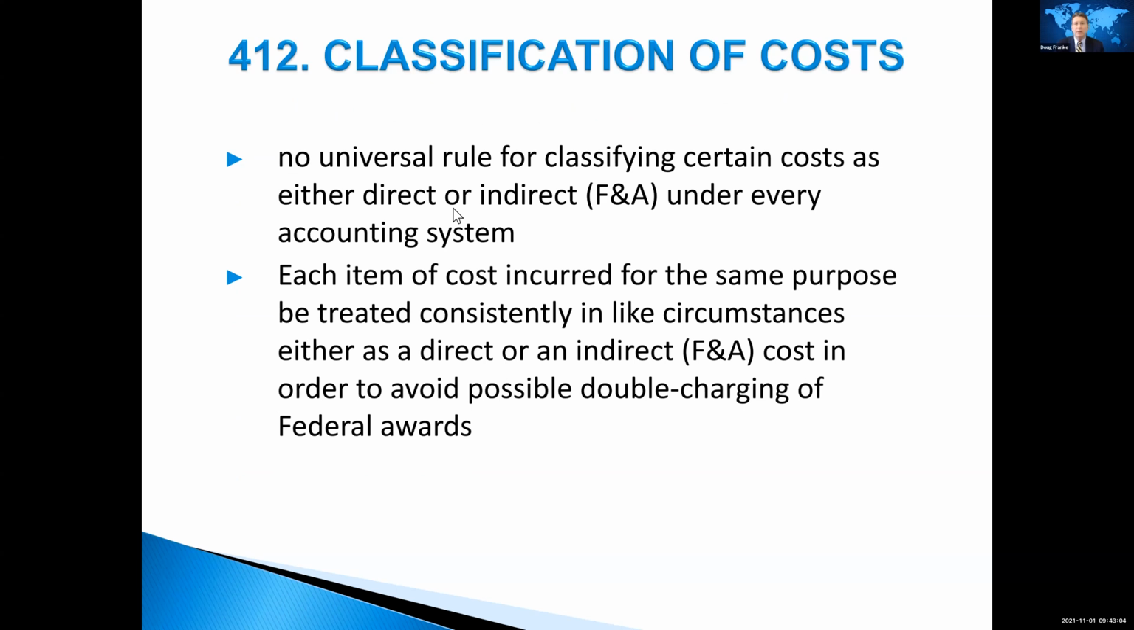Okay, so 12, 13, and 14 have to do with classifying costs. The most important thing from 412 is the very first sentence, which says there's no universal rule for classifying costs as either direct or indirect. And F&A means facilities and admin. So you can have very different ways of accounting, but as an auditor, I'm looking for consistency. That each year you're not moving it around because you've got a new award or you lost an award and you're trying to jimmy the system, so you're going to take advantage of the US government.